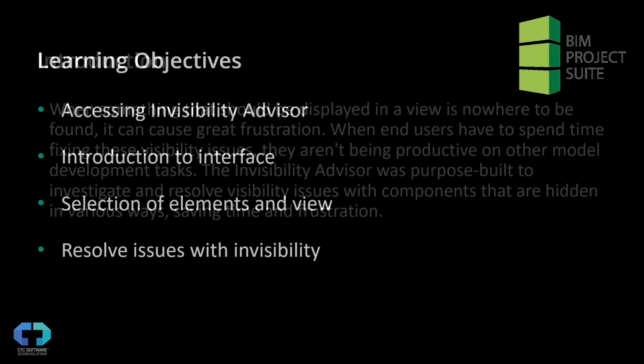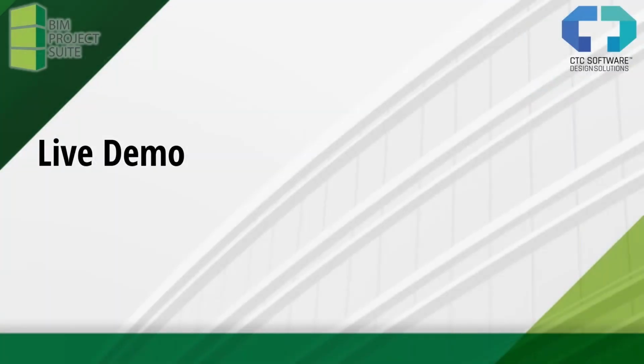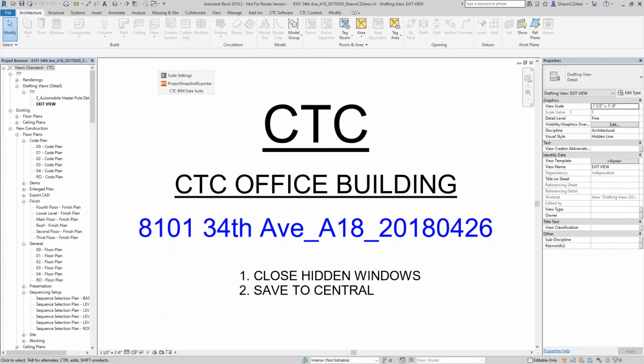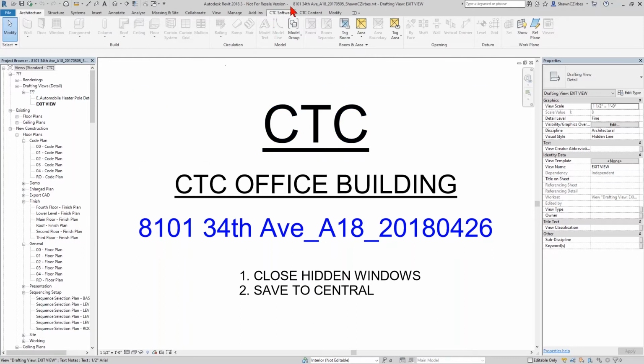Let's jump in and take a look at what we'll be covering today. First off, how do we get access to the Invisibility Advisor? Where is it? I'm going to take you through the UI of Invisibility Advisor, the interface. We're going to select some elements in a view and try to figure out why they don't show up. And then we're going to resolve those issues using the Invisibility Advisor tool itself. Since I'm not big on death by PowerPoint, let's go live into Revit and see what goes on here. I'm going to pull this tool out of the way because it doesn't need to be there.